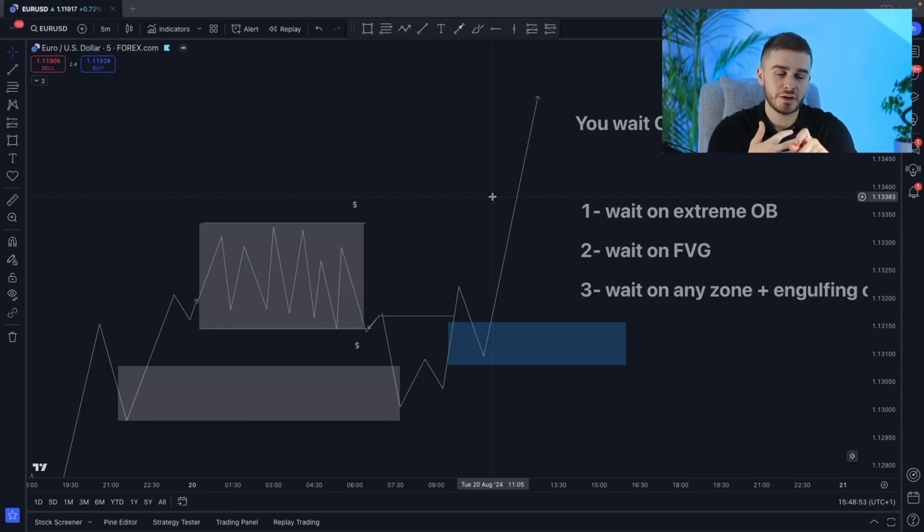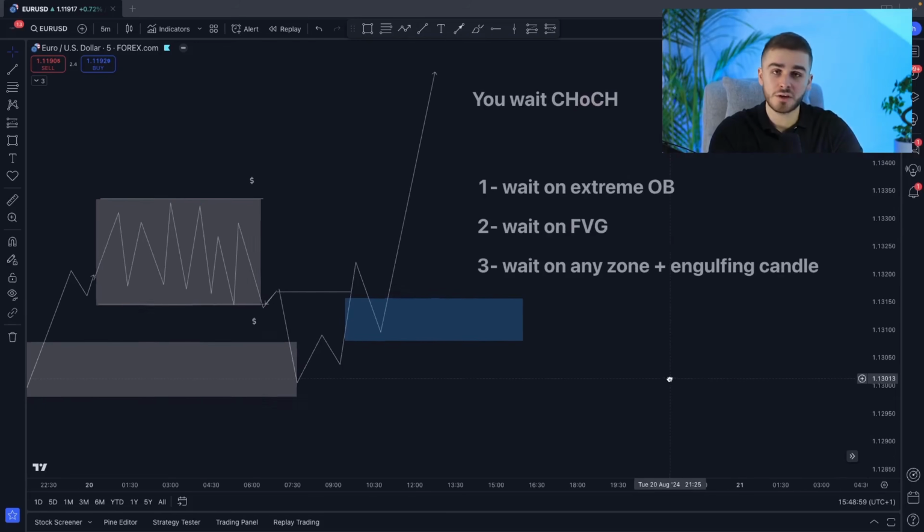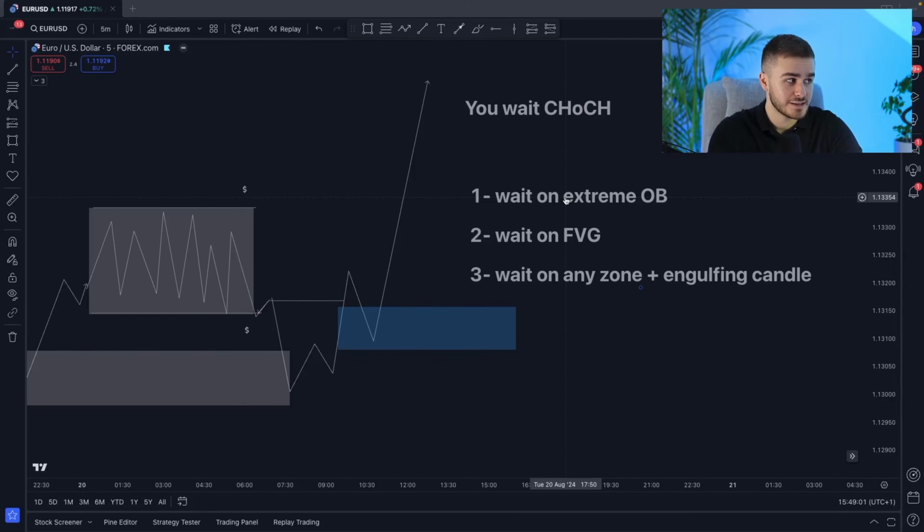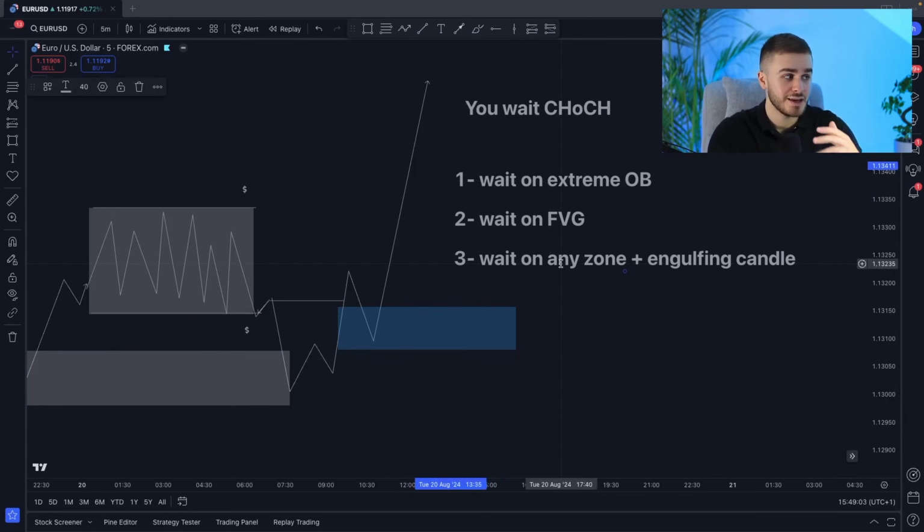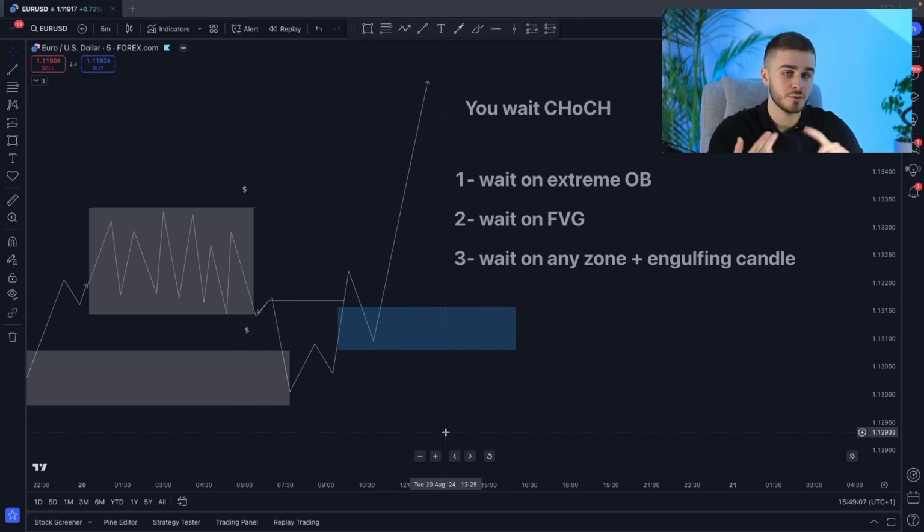The second one, the fair value gap, you were waiting around for too long. What is the next final thing that you can actually do? The last point that we can really look to, if you've missed setup 1 and you've missed setup 2, setup 3 is waiting on any zone. It could be the fair value gap, it could be the order block, and then you wait for engulfing candles around that point.